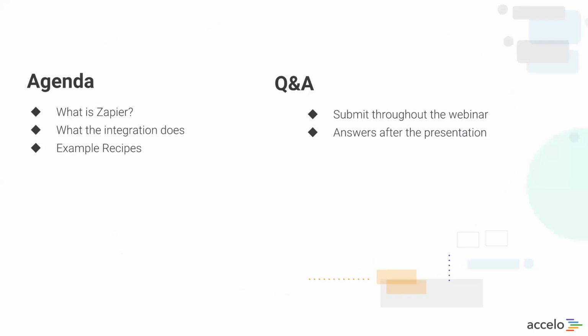Just a quick rundown of what we'll be covering in today's webinar. First, we're going to address what exactly is Zapier, and then we're going to talk about what the integration with Accelo does. And then Malin's going to walk us through some example recipes, some really useful and powerful ways in which you can use the integration between Zapier and Accelo.